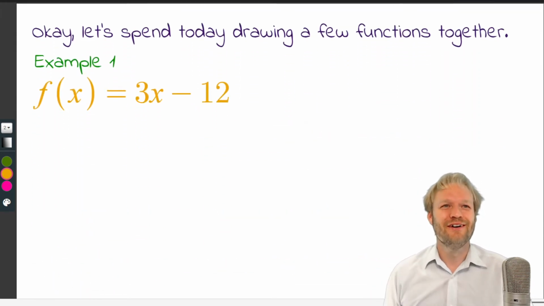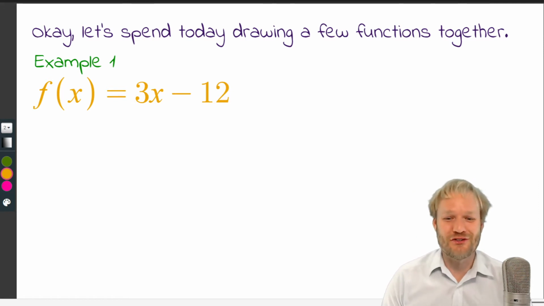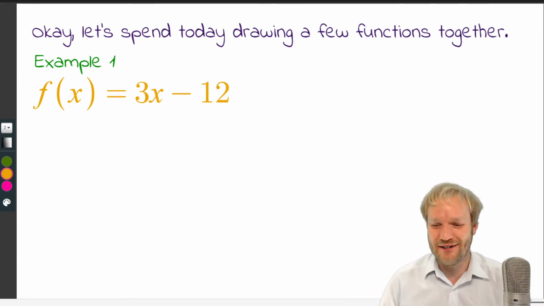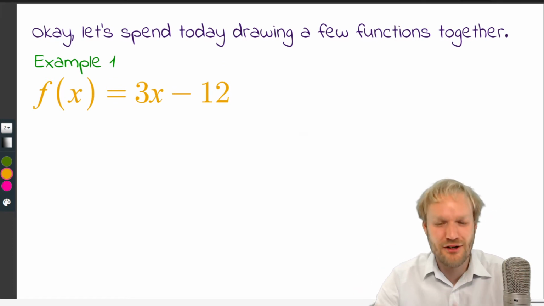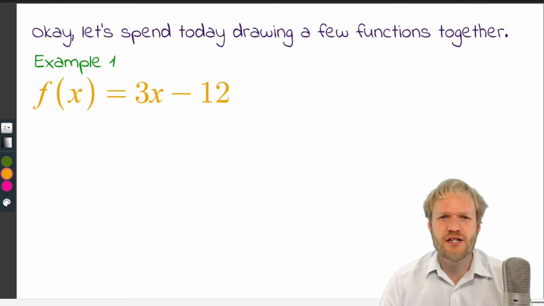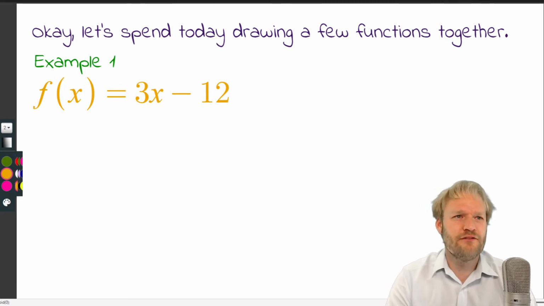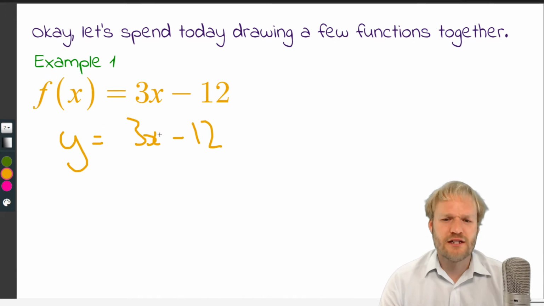Let's spend some time. We've got 7 examples here, so get comfy, get ready to jot down a few examples. If it takes us 5 minutes per example, half an hour, well spent. We have f of x equals 3x minus 12. What type of function is this? Maybe if we wrote it in this form, it would feel a little more familiar: y equals 3x minus 12.